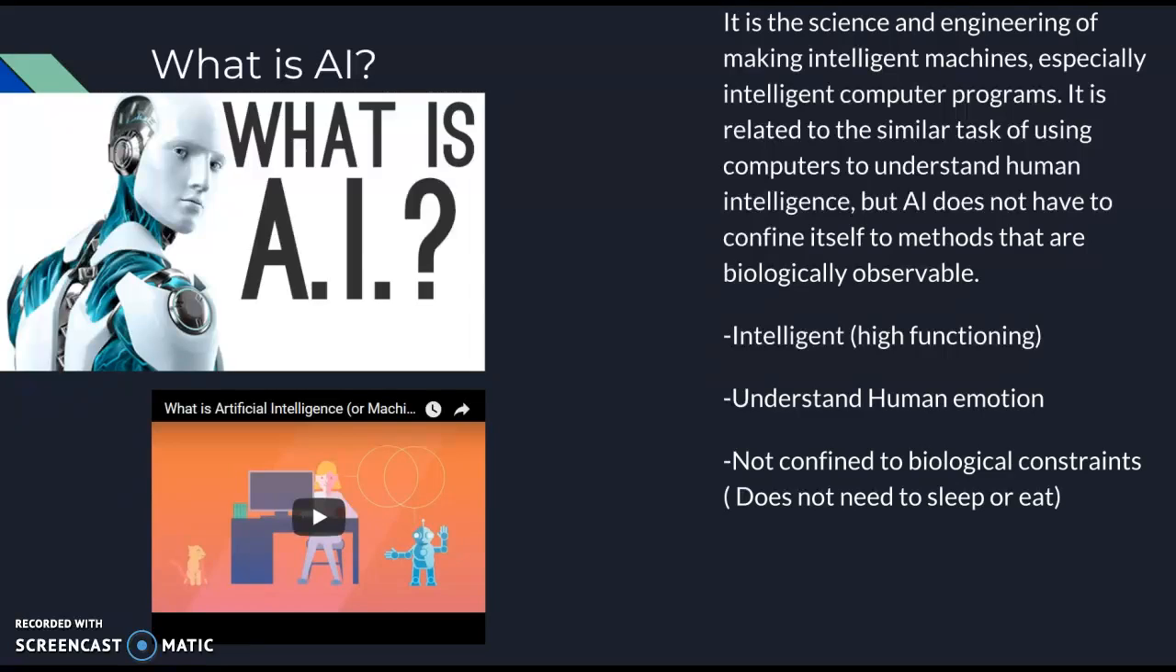So that's a pretty technical definition, so I'm just going to break that down a little bit for you guys so it's easier to understand. So first of all, we're talking about intelligence. I interpret this as meaning high functioning. So these are computer programs that can systematically ingest large amounts of information in a very short amount of time. So they are very, very high functioning, or in other words, intelligent.